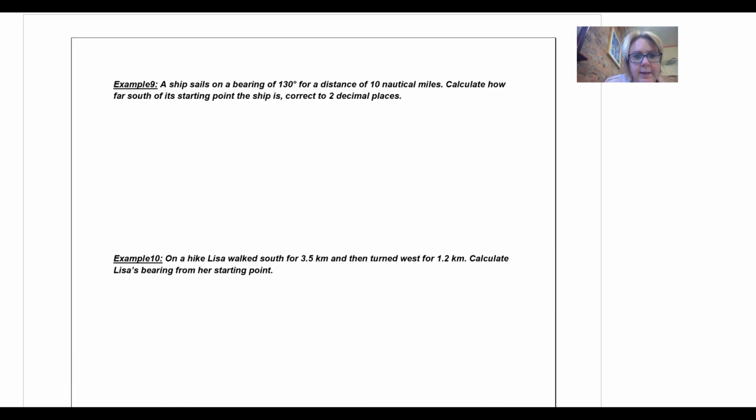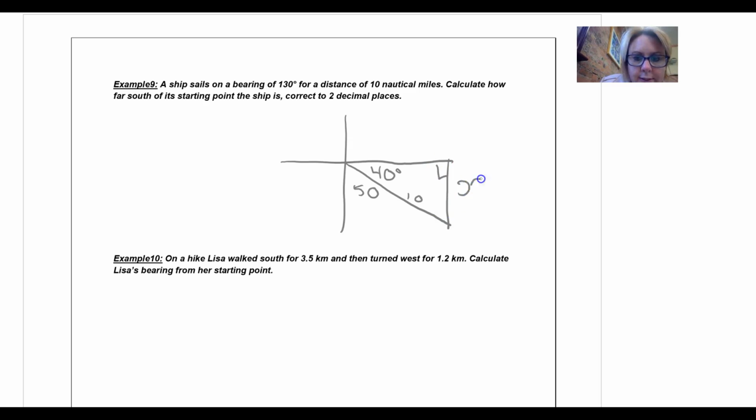Have a look at a second example. A ship sails on a bearing of 130 degrees. Well, it's between 90 and 180 out here. This is 40. And this is 50. And it goes for 10. Calculate how far south it is at its starting point.